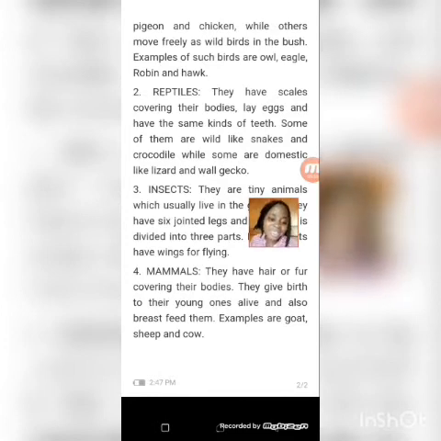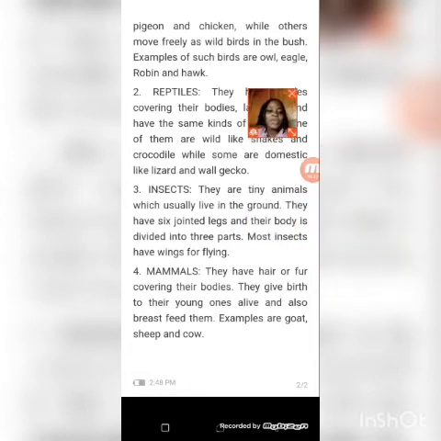While some are domestic, that means domestic are the ones we see around us, like lizards that run about on the wall, wall geckos too that run about on the wall. Those ones are domestic reptiles too. Do we get that? Should we go over it again? Reptiles, they have scales covering their bodies, they lay eggs, and they have the same kind of teeth. Some of them are wild, like snakes and crocodiles, while some are domestic, like lizards and wall geckos. Yes. Now let's go to the next category of animals.